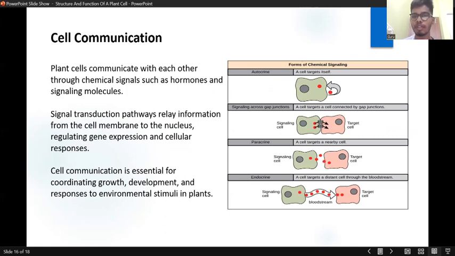So next, move on to cell communication. How does communication take place in the plant cell? Plant cells communicate with each other through chemical signals such as hormones and signaling molecules. Signal transduction pathways relay information from the cell membrane to the nucleus, regulating gene expression and cellular responses. Cell communication is essential for coordinating growth, development, and responses to environmental stimuli in plants.